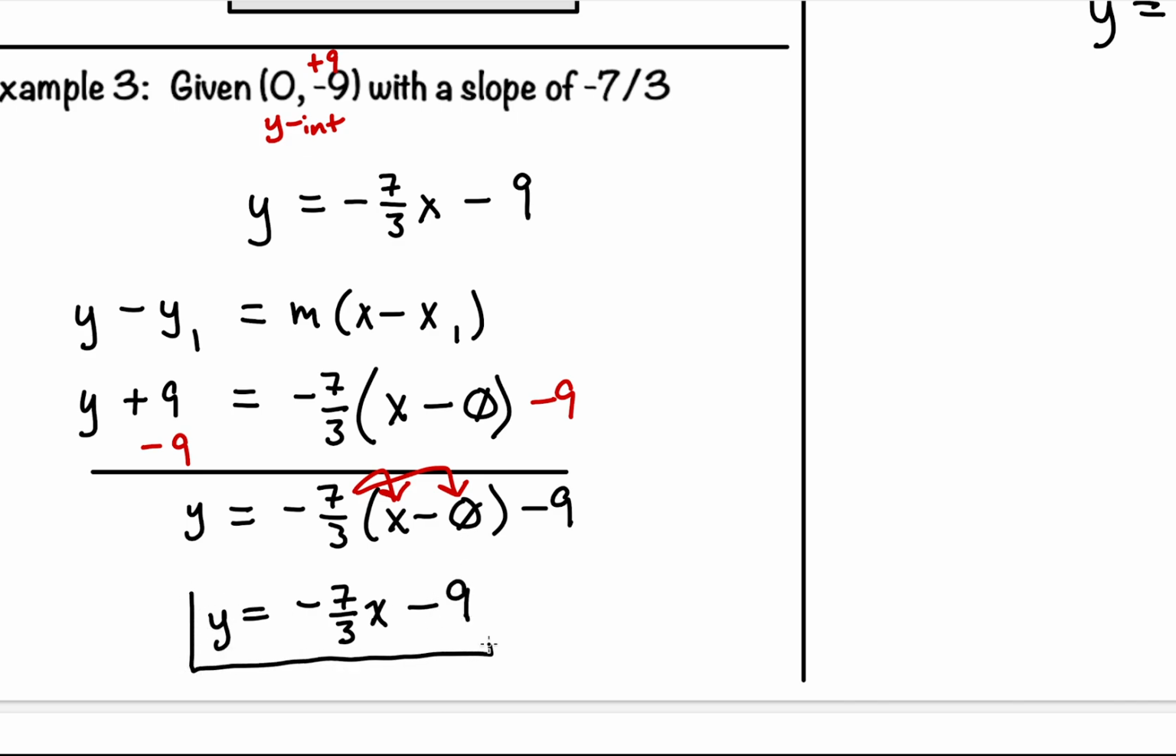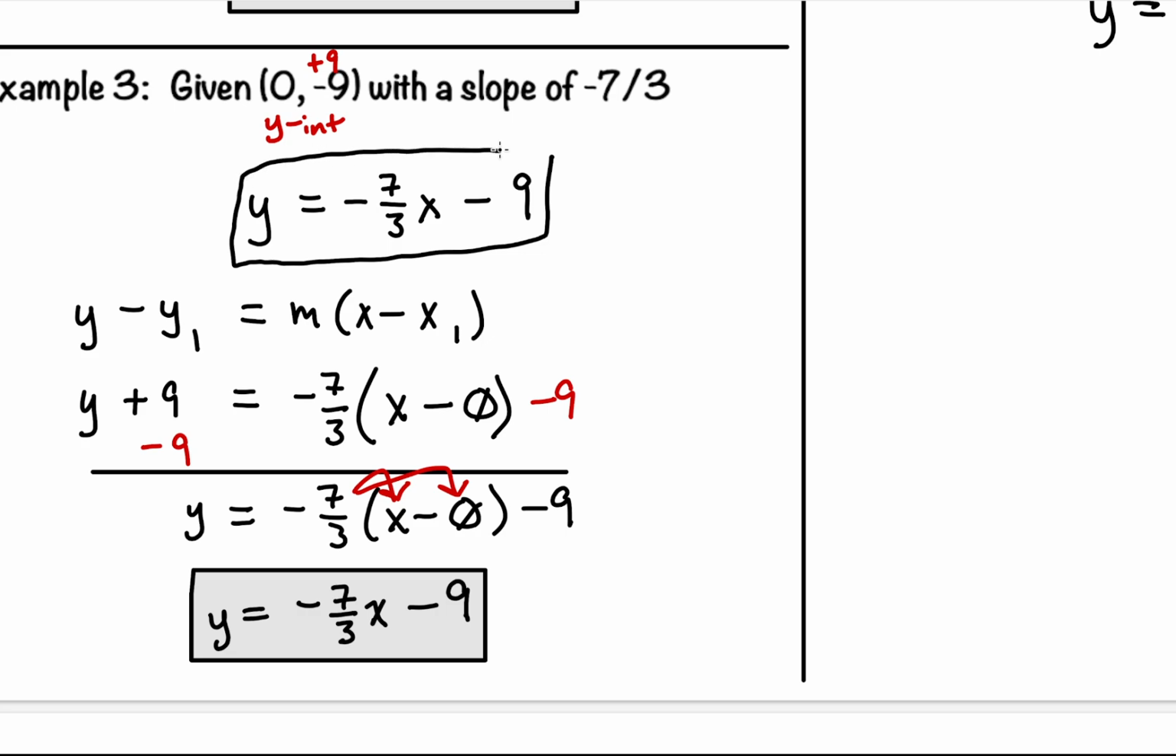So as you can see, point slope form versus slope intercept, we still get the same exact equation. This is why, whenever we see that we have the y-intercept already, we can just quickly jump into the form that we actually wanted.